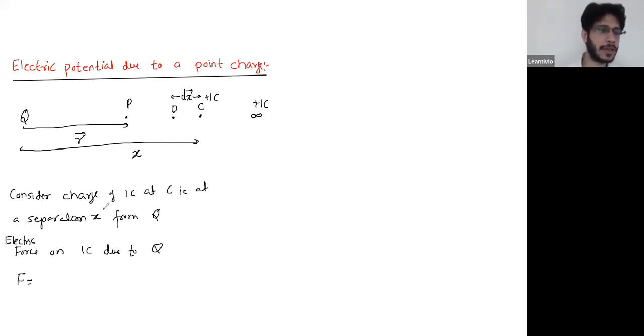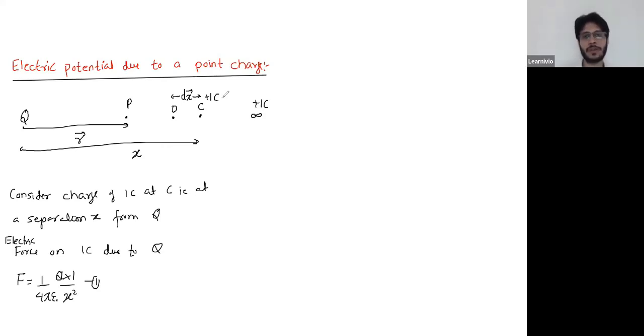So Fatma, what should be the magnitude of electric force on this 1 coulomb charge due to this capital Q? The separation between them is x. Both are point charges. You can use Coulomb's law. Fatma, no need to type 1 by 4 pi epsilon 0. It's 1 over 4 pi epsilon naught. So that's Q coulomb by x square.